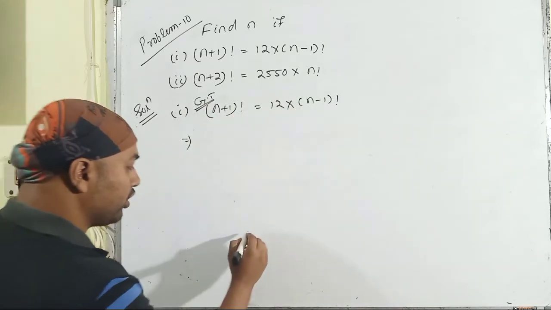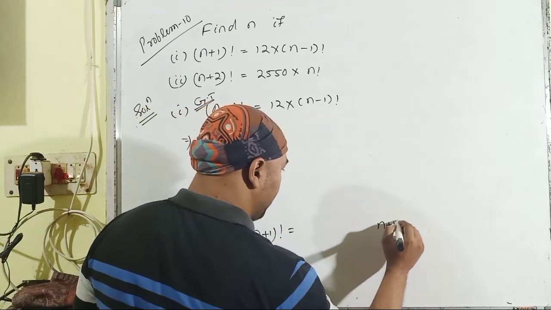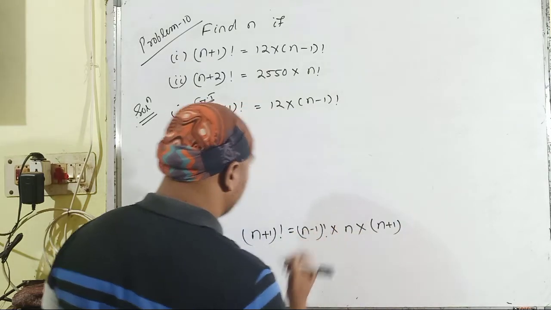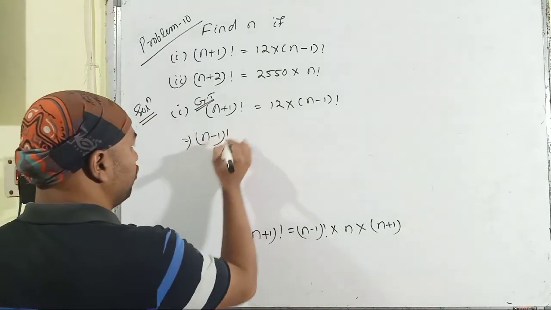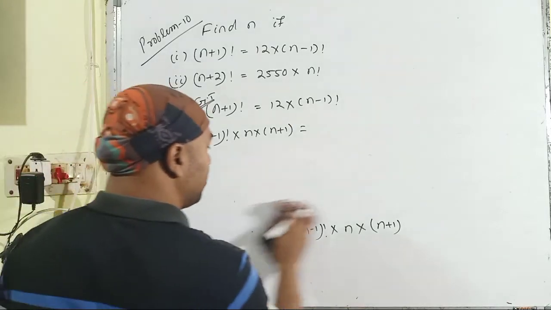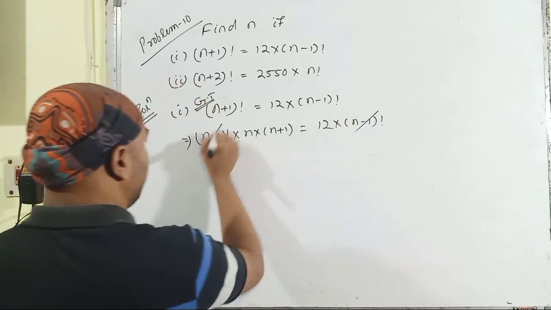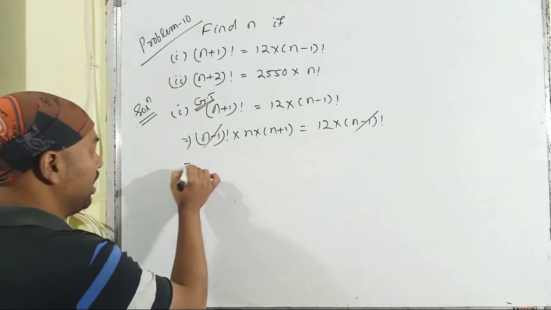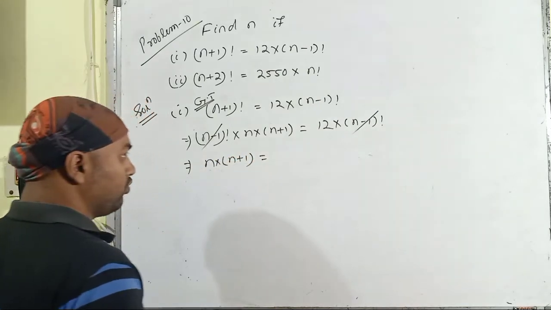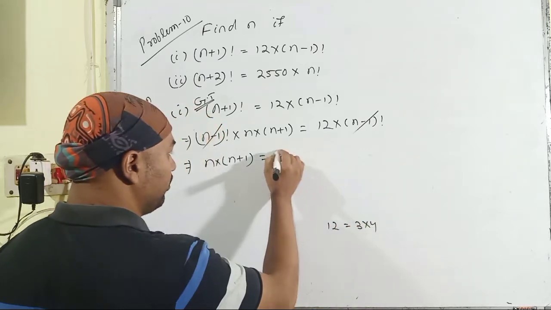So factorial of n plus 1 can be written in the form of n plus 1 multiplied with n multiplied with factorial of n minus 1. So it is factorial of n minus 1 multiplied with n multiplied with n plus 1. The right hand side terms remain unchanged here. Cancelling the common parts from both sides, what we have here is n multiplied with n plus 1 is equal to, here 12 can be factorized into 3 and 4.